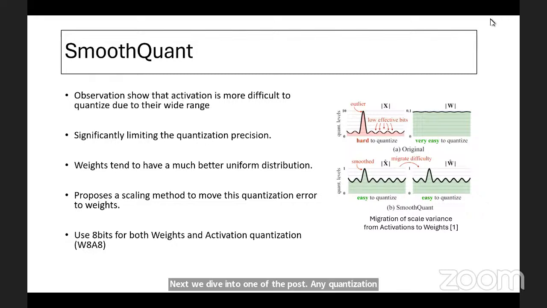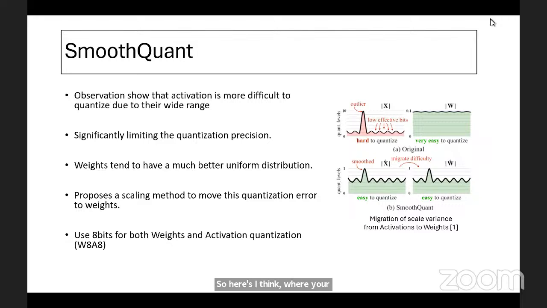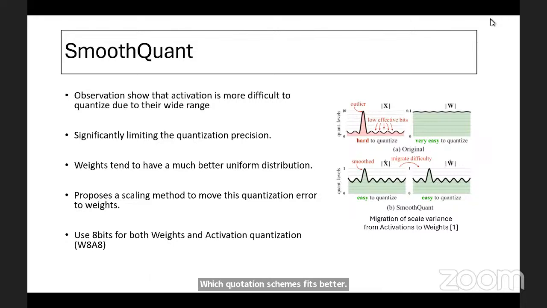So here's, I think, where your question becomes more relevant. We're talking about weights and activations, which have their own distributions. So you can always look at the distributions and see which quantization scheme fits better. For example, if you see the weights are more symmetric, you might choose symmetric quantization. And if you see a lot of variability across channels, you might think a per-channel quantization scheme looks better.